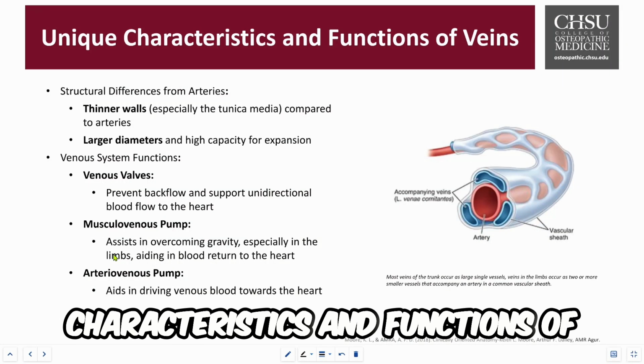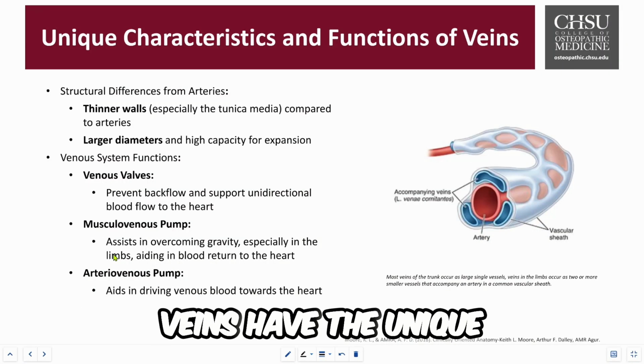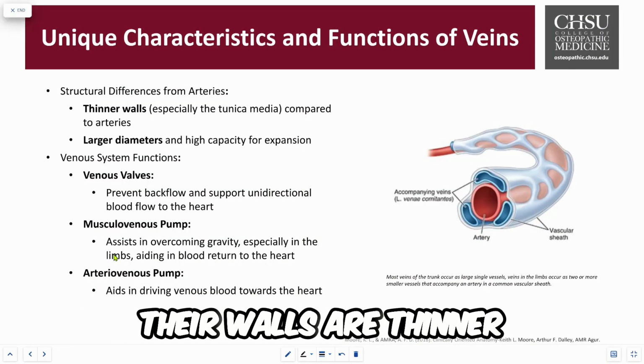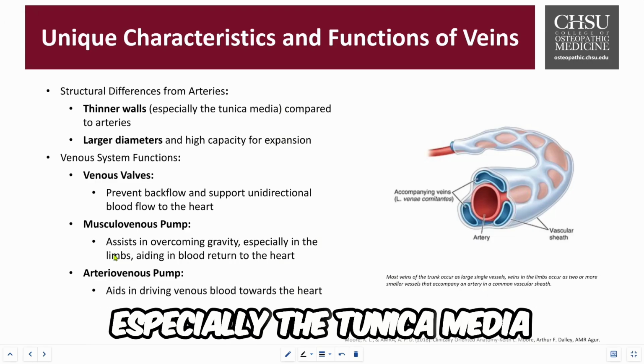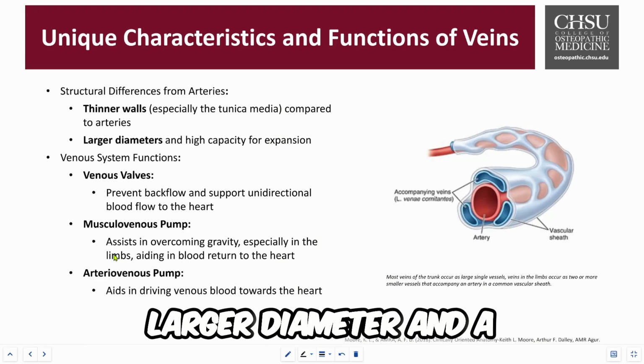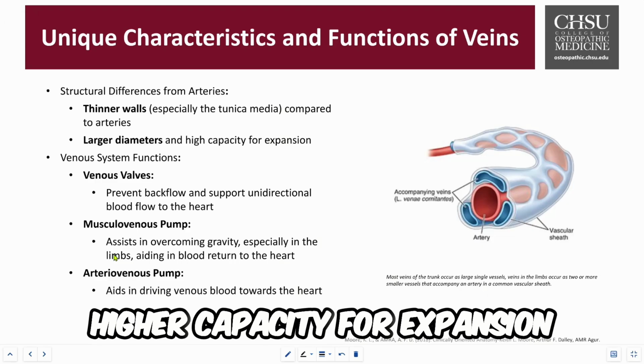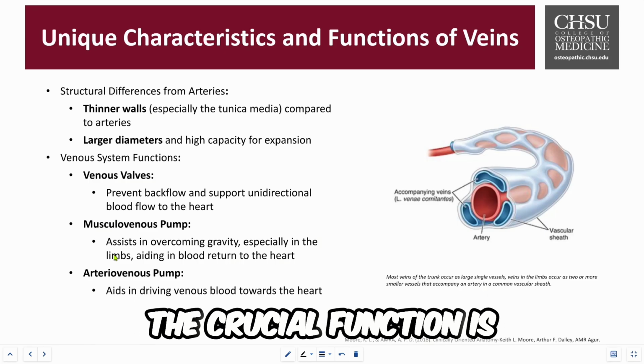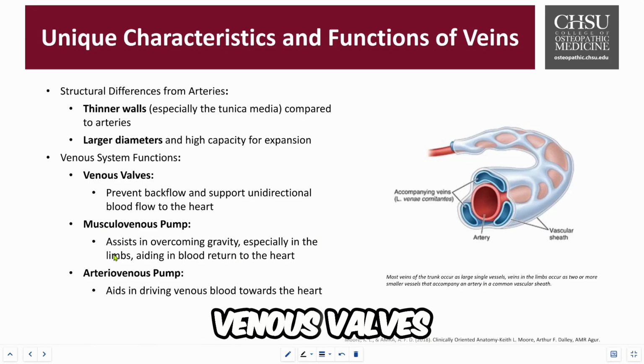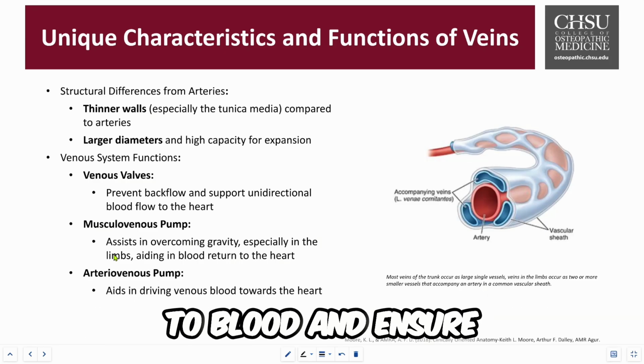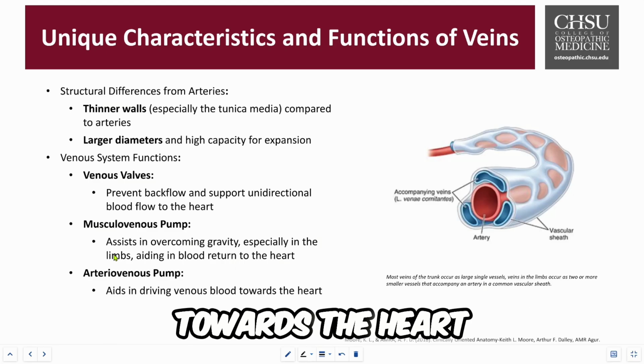Some of the unique characteristics and functions of veins. Veins have unique structural and functional characteristics. Their walls are thinner, especially the tunica media, compared to the arteries. They also have a larger diameter and a higher capacity for expansion. The crucial feature is the presence of venous valves, which help prevent backflow of blood and ensure that blood is unidirectional towards the heart.